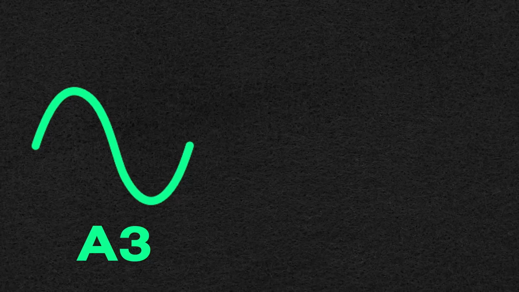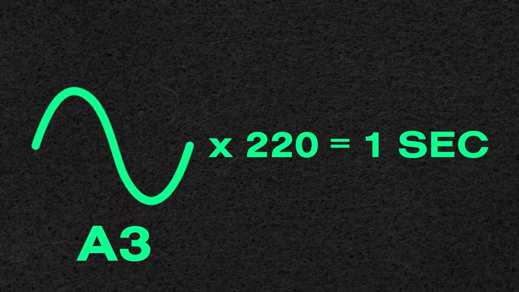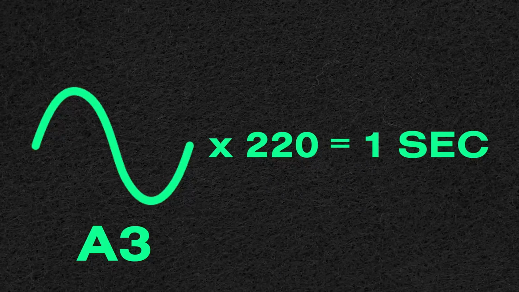The best way to simplify this is to think of a basic sound such as a sine wave. At the note of A3, a sine wave will repeat itself or oscillate at 220 cycles per second. Okay, so now that we understand what a note is, what is a fifth? Essentially, the fifth is a note interval from your root note.